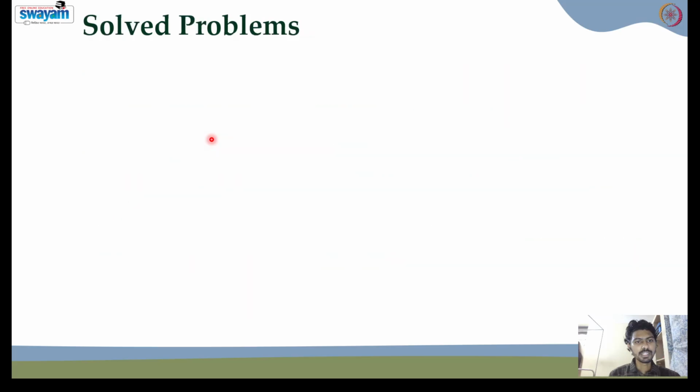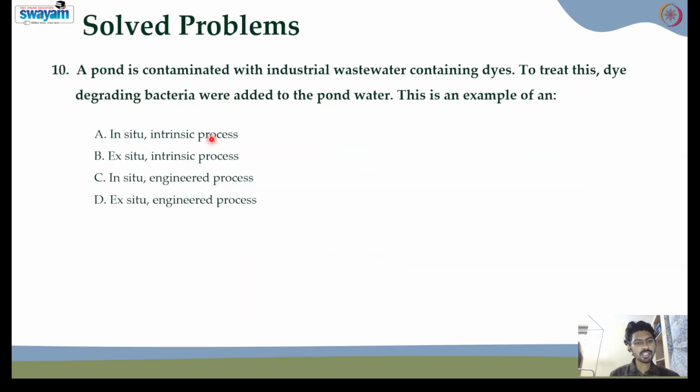So the last MCQ for today's session is: a pond is contaminated with industrial wastewater containing dyes. To treat this, dye degrading bacteria are added to the pond water. So this is an example of: Option A, in situ intrinsic process. Option B, ex situ intrinsic process. Option C, in situ engineered process.